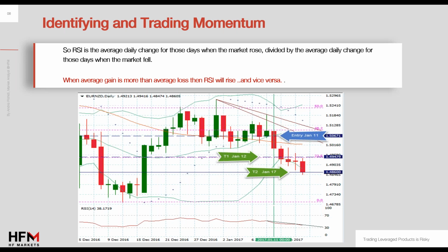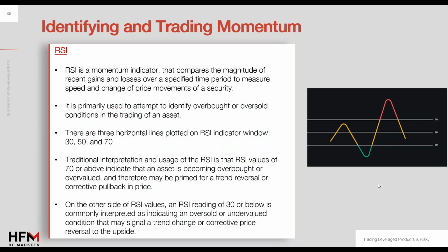So this is a daily chart. So pretty much what it does is identify the average daily change for those days when the market rose, divided by the average daily change for those days when the market fell. So over here, for example, actually wait a minute. Let me just skip this slide for a second and go to the other one. So look at this over here, my explanation about RSI.